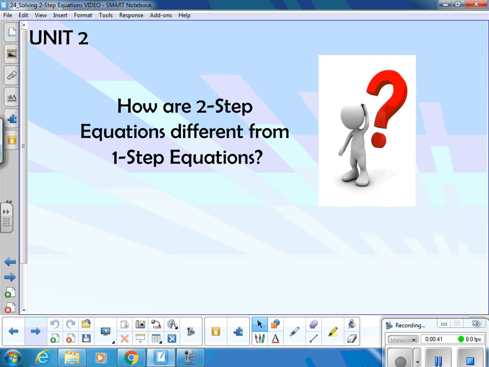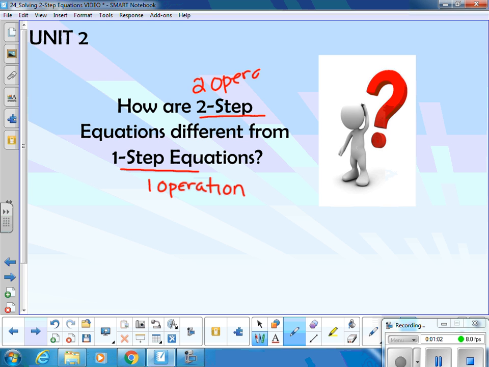How are two-step equations different from one-step equations? Very simple, I just said it. One-step equations have one operation, and two-step equations have two operations. And when I say operations, I mean adding, subtracting, multiplying, and dividing. With two-step, it's either going to be adding or subtracting with multiplying or dividing. So you're never going to see an addition and a subtraction together. You're going to see just one or the other.